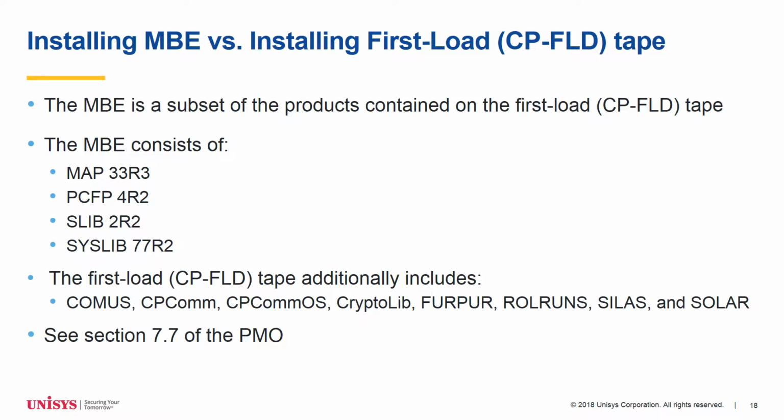Your choice in handling of the CP-FLD tape to establish the MBE will depend on the nature of your system and its tolerance for outages. Some systems can tolerate outages more easily than others, for example, a business critical 24/7 production system versus a test environment. Installing the 4 MBE products should not have any negative impact on a running system. Installing the entire suite of products on the CP-FLD tape, which includes the communications products, is likely to result in a brief communications outage. In addition, if you maintain local code or have other reasons that require you to build any of the 8 additional products on the CP-FLD tape that are not part of the MBE, then you should install the 4 MBE products first, perform the necessary builds, and then install your rebuilt versions of those other 8 products.